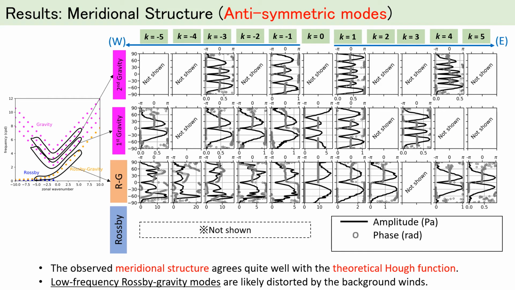And this is true for anti-symmetric modes, as shown here. Again, the observed meridional structures are quite consistent with the theoretical Hough functions, and the exceptions may be the low-frequency Rossby gravity wave modes, again, likely because they are distorted by the background zonal wind.